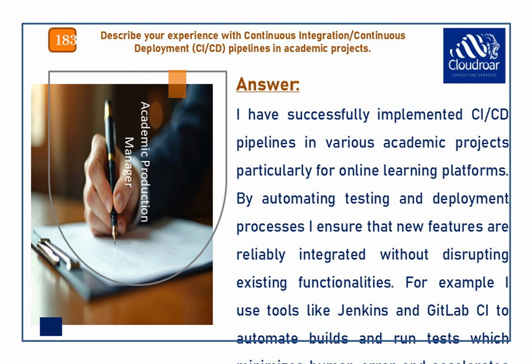For example, I use tools like Jenkins and GitLab CI to automate builds and run tests, which minimizes human error and accelerates delivery. This approach allows for rapid iteration and feedback, essential in academic settings where course content and materials must be updated frequently. Ultimately, CI/CD practices enhance the overall efficiency and reliability of academic project delivery.